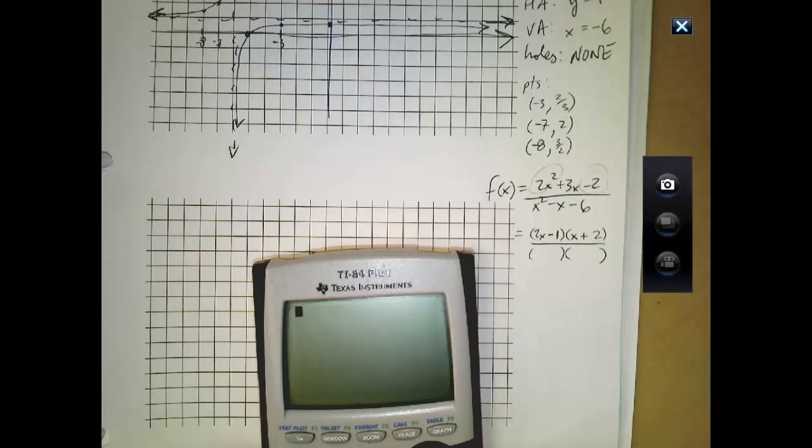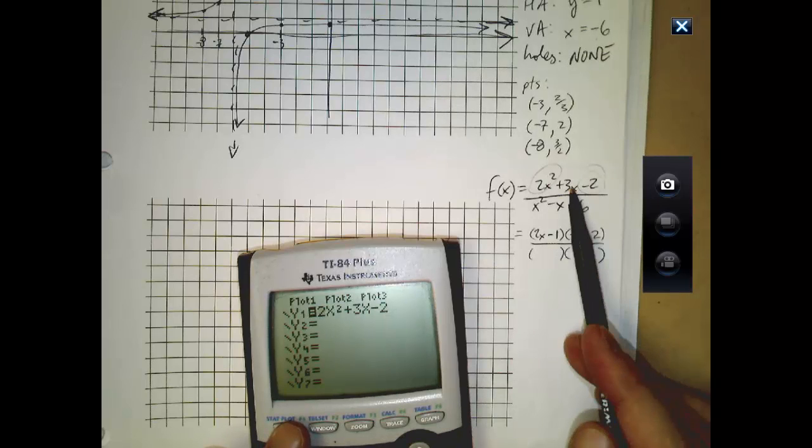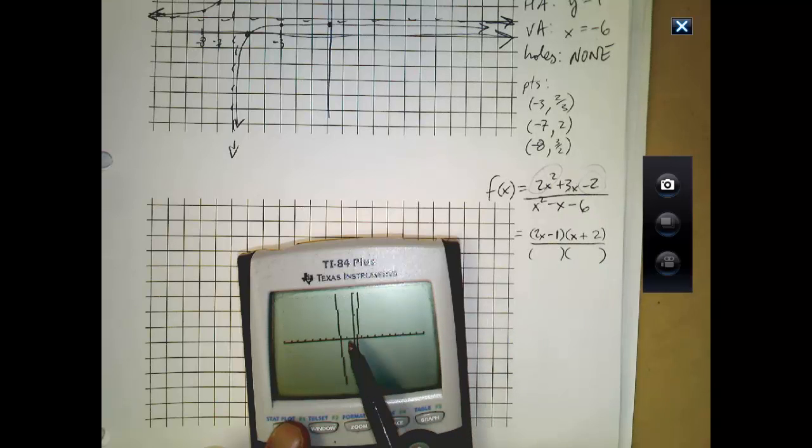So let's say you were keen to know the factors quickly, and you didn't want to just muddle it out, and you graphed this. And notice I'm only graphing the top. I'm only graphing the top of the function, not the entire function. So that top polynomial goes through -2 and positive 1/2.